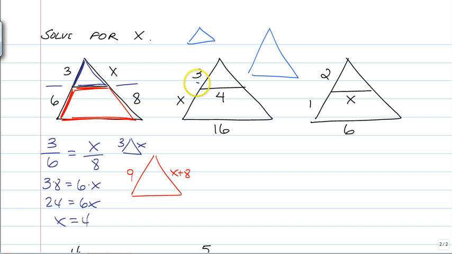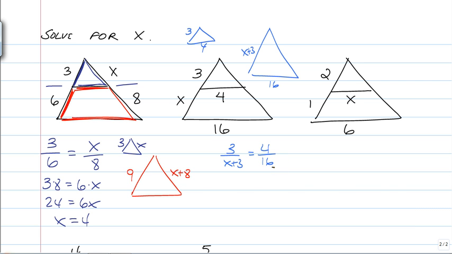But when you have like a side and the bottoms, you must draw the separate triangles. So this is 3 and 4, and this guy is x plus 3 over 16. And then you go to work. So you just have to do your 3 over x plus 3 is equal to 4 over 16.